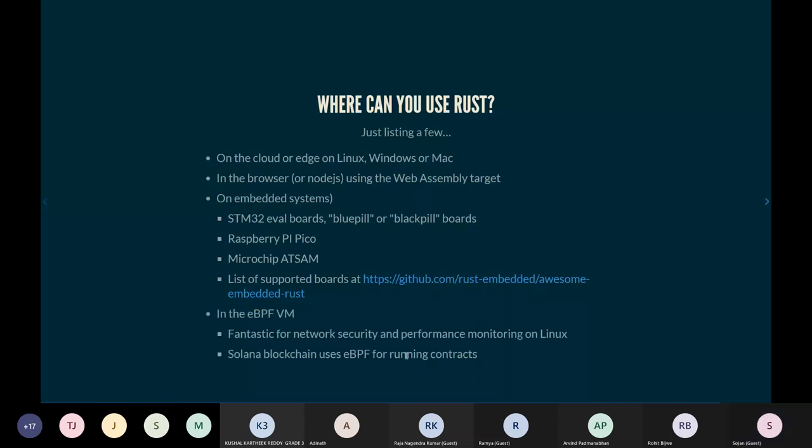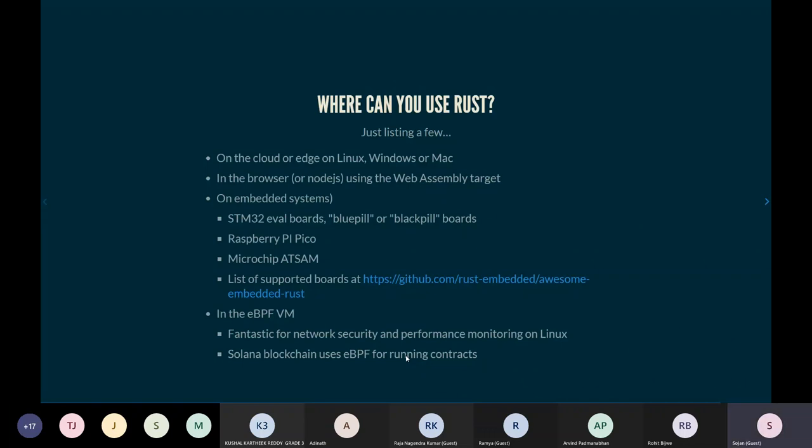You can target Rust in the eBPF virtual machine. If you want to write applications that are monitoring security and performance on Linux, you can do that with Rust. Solana blockchain, for example, uses eBPF, and you write the contracts using Rust.